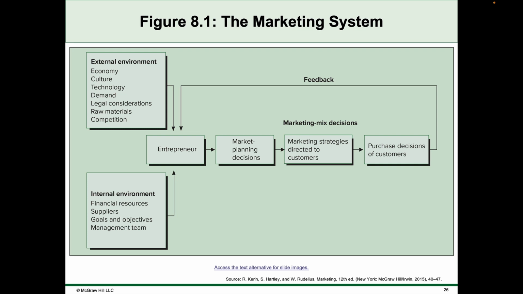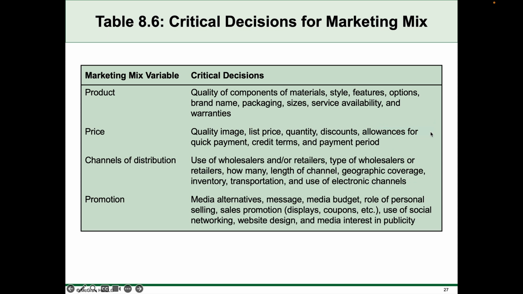And what are those marketing mix decisions? Well, they would be any decisions that you make in regards to the product, price, distribution, or promotion. Once your marketing mix decisions go into a marketing plan and that plan gets implemented, it is important that you get feedback because you need to know what worked to continue doing that and what didn't so that you can make changes. So what exactly are the decisions that you need to make for your marketing mix?